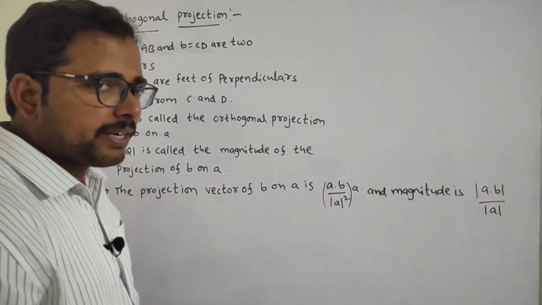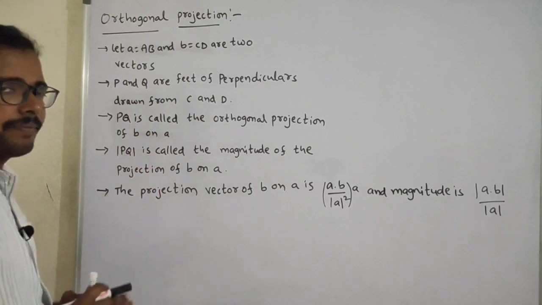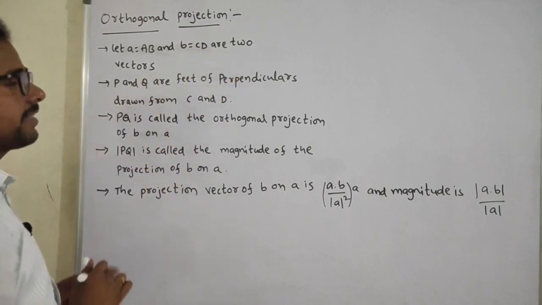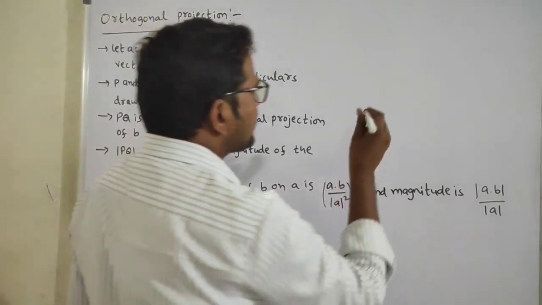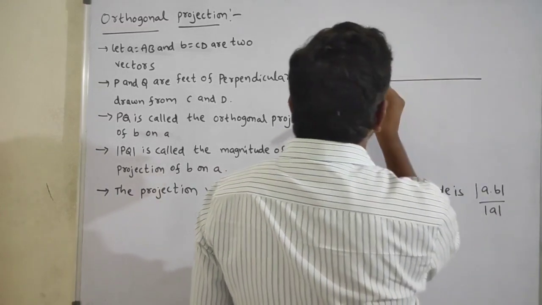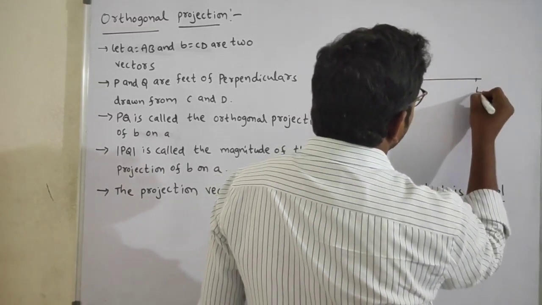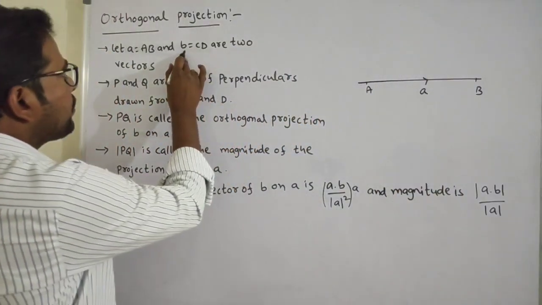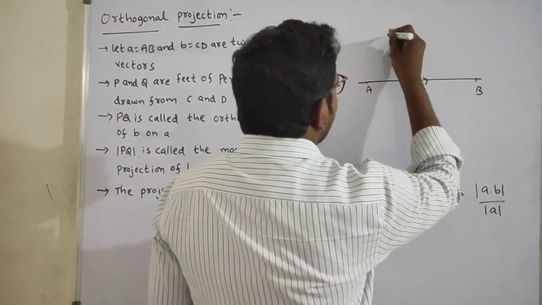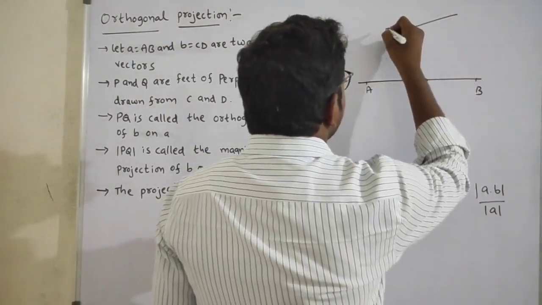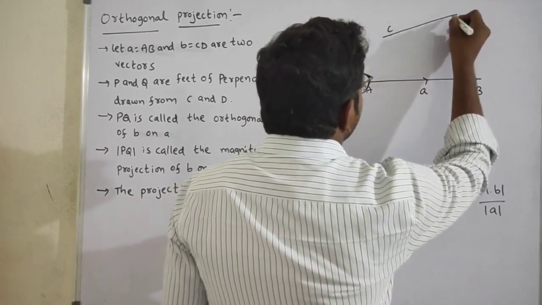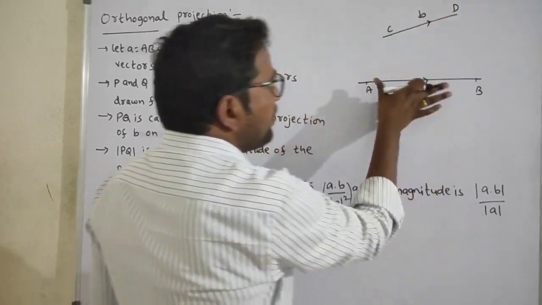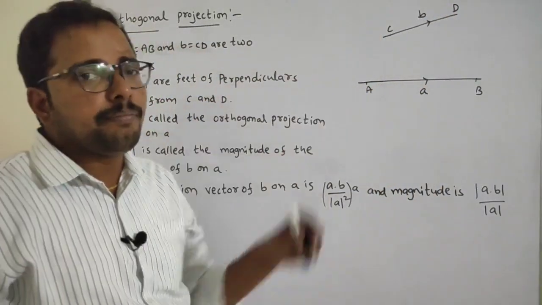Now, important concept: orthogonal projection. Let a is equal to AB and b is equal to CD be two vectors. This is the vector AB, which is denoted by small a. And b is equal to CD, another vector. This is C and this is D. So this is vector b. AB is the vector a and CD is the vector b.